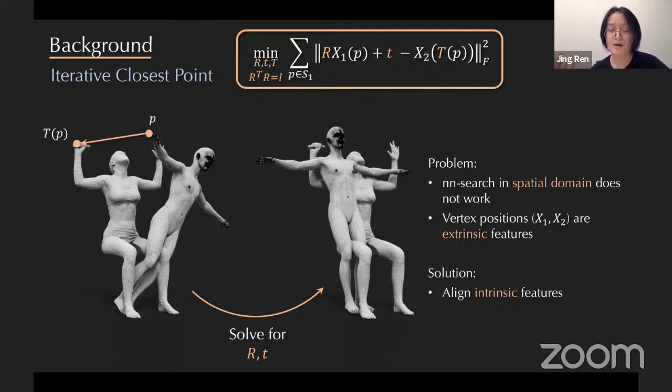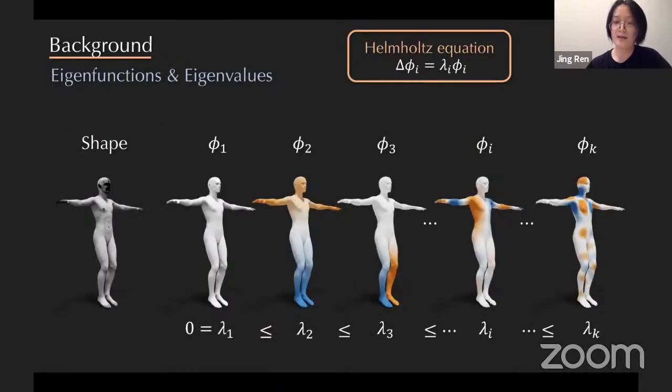So the reason why the standard ICP I just described does not work in this case is that the vertex positions that ICP tries to register are extrinsic features of the shapes. So a direct solution to fix it is to try to align some intrinsic features of the shapes. The intrinsic features are going to be more stable, so we can apply them to non-rigid shape pairs. So that's the goal.